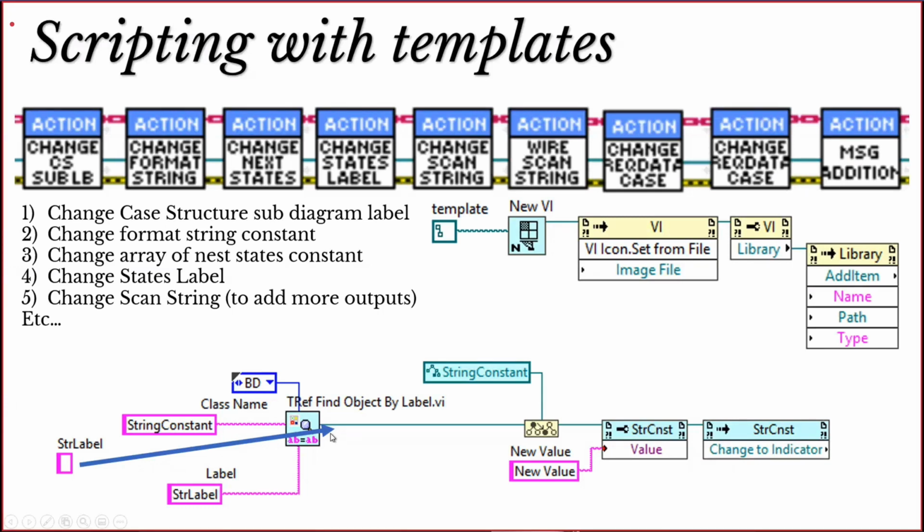But a lot of the time, I just need to get a reference to something I want to change in my template, such as this constant here. Let's say string label. I want to get a reference to this constant. And so I wire that into find object by label, cast it to a string constant. I can then perform methods like change its value or even change it to an indicator.